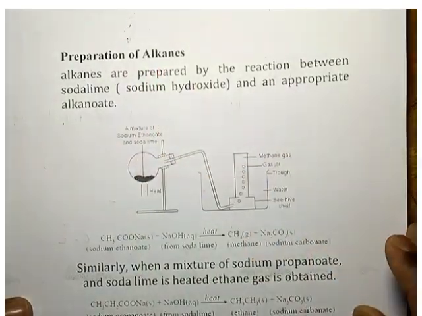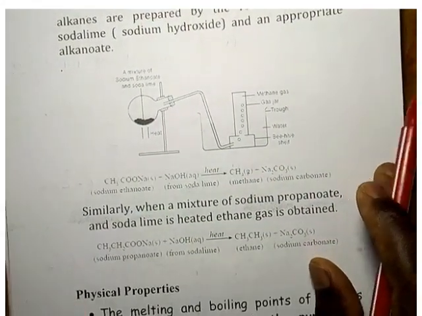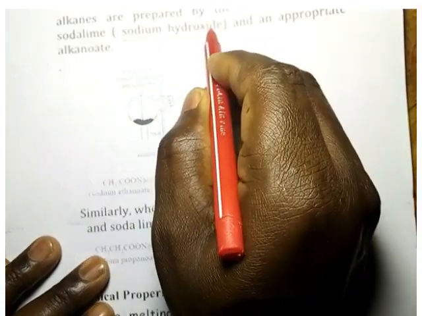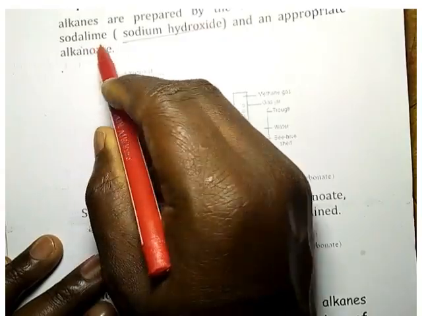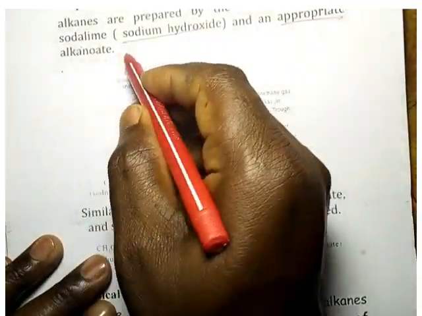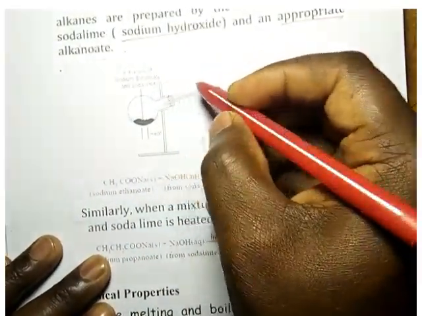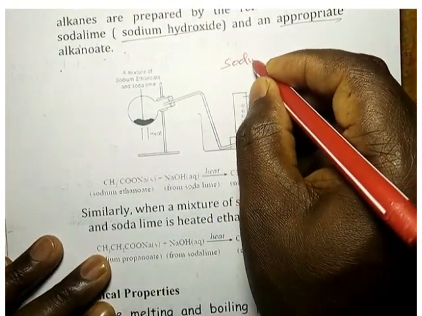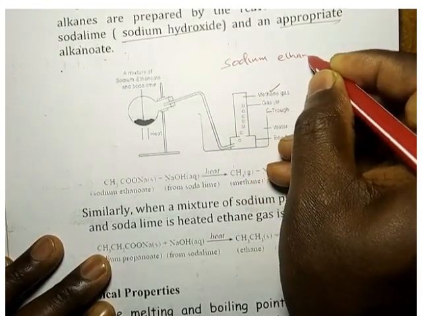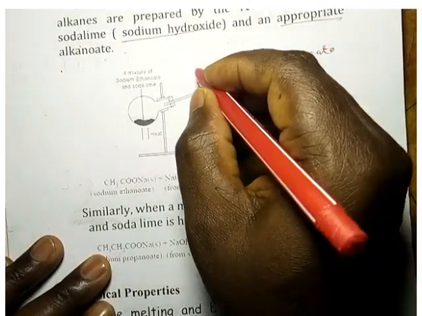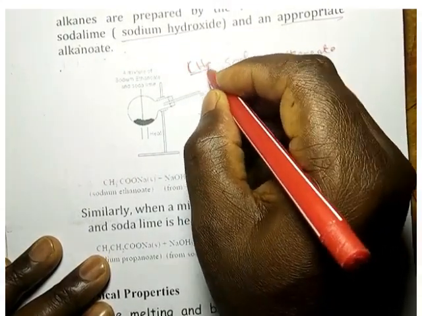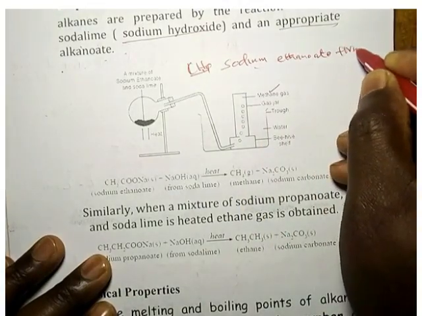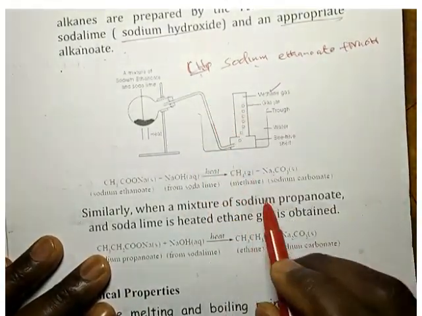For the preparation of alkanes, it is very important to know the reagents that are used. The reagents used to prepare alkanes are sodium hydroxide, which we call soda lime, and the appropriate alkanoate. To prepare methane, we use sodium ethanoate plus sodium hydroxide, which forms CH4, methane.